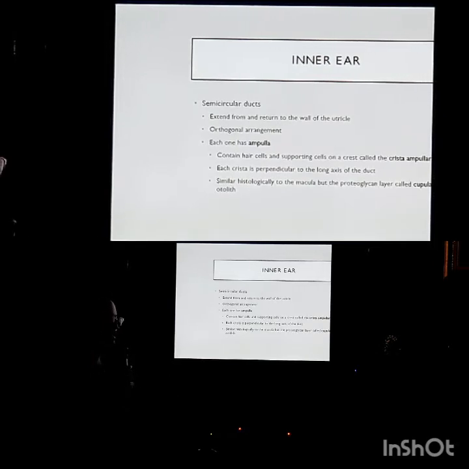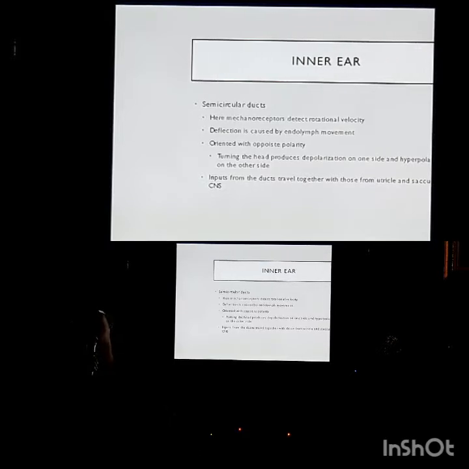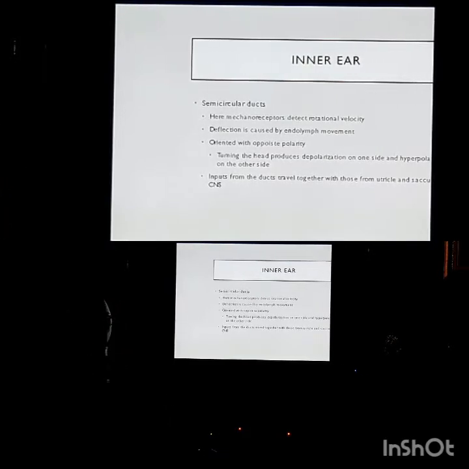So remember, for the vestibular organs, the utricle and saccule, you have a macula. But for the semicircular canals, you have a crista or crista ampullaris. And these contain the hair cells. Each crista is perpendicular to the long axis of the duct. They are similar histologically to the macula, but their proteoglycan layer differs. Remember, for the utricle and saccule, what do they have? They have the otolithic membrane. But for the crista ampullaris, they have the cupula. And the cupula usually has no otoliths, so it does not have calcium carbonate stones.